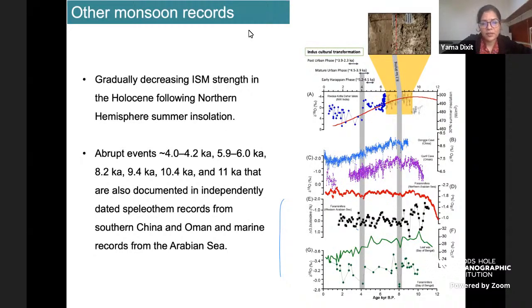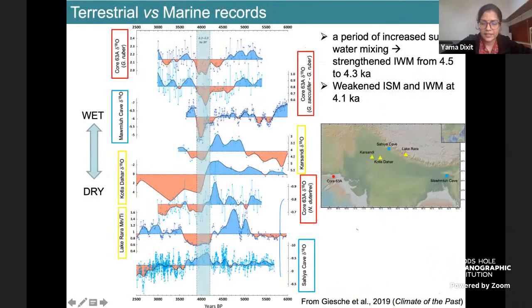Now a little bit on this, which comes from Alina Geshe. She was a PhD student after me in Cambridge, and she continued working on records from Rajasthan. And what she did was she tried to see what was the change in winter monsoon in the region using this Arabian Sea core that I was showing, that shows pretty flat results. So using this core, she looked at different foraminifera.